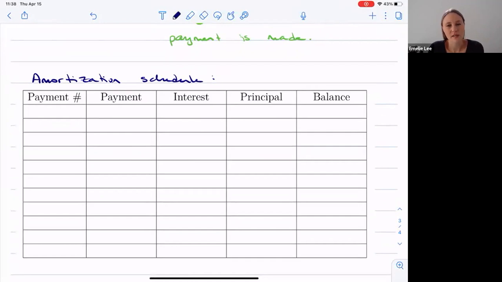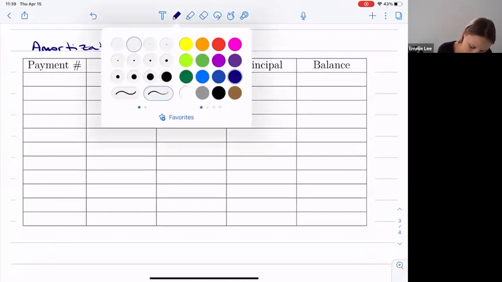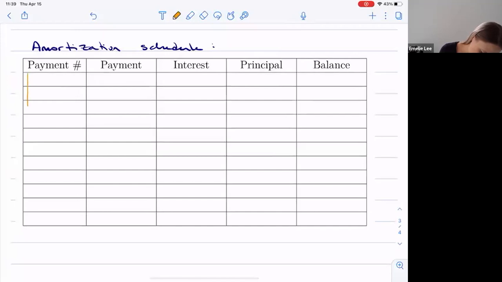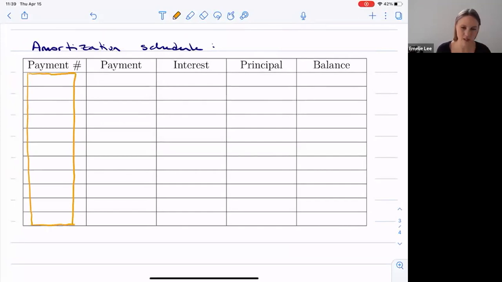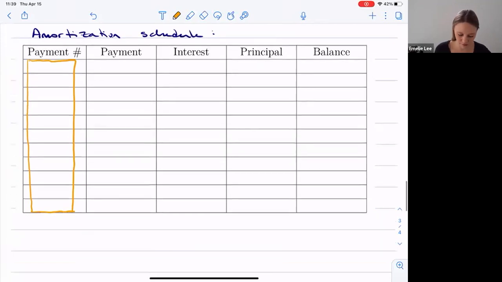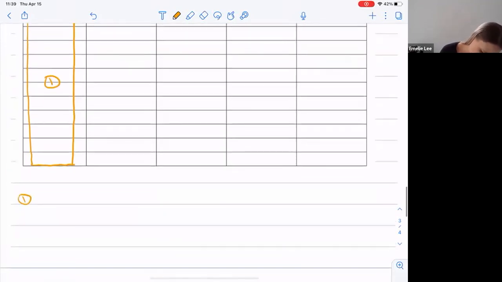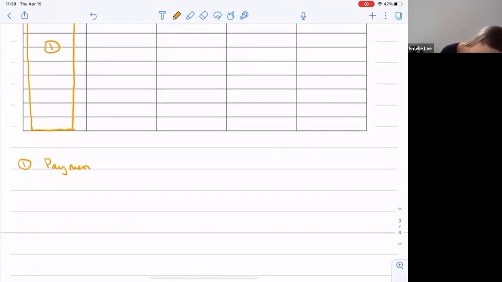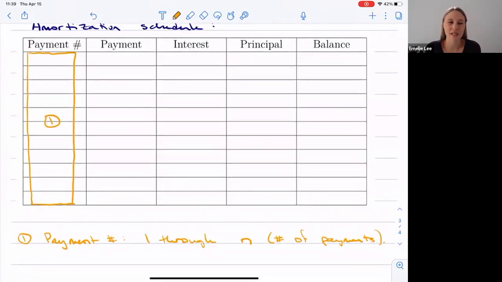So what I'm going to do is block off each of these little sections. I'm doing it like I said I was going to try not to do, but that's okay. First off, the payment number is going to be 1 through n, right? N is the number of payments. So let's call this part 1. The payment number is 1 through n, the number of payments. Okay, so that part is pretty easy.